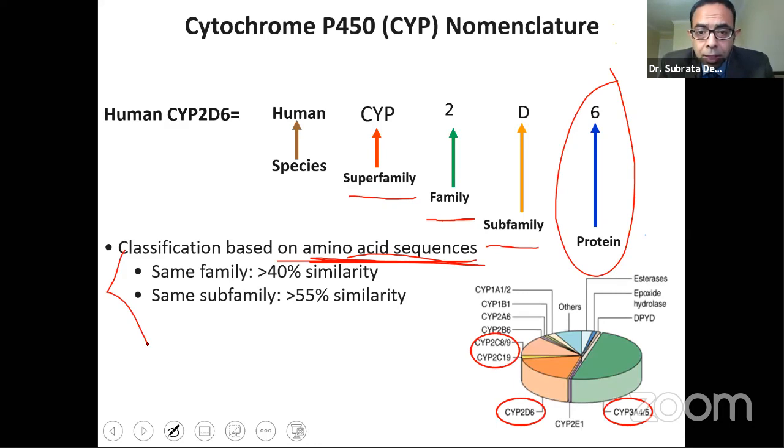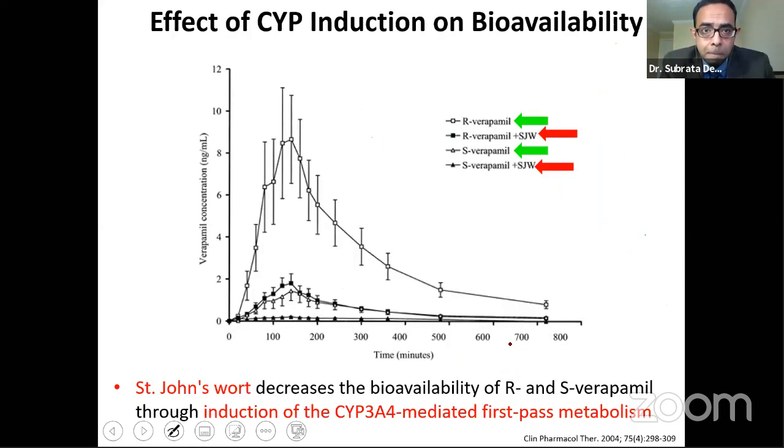So, among the phase 1 CYP enzymes, the 4 are always very critical because they metabolize about 90% of the drugs in the clinic: CYP2D6, which we will discuss a lot today, CYP3A4, and 2C8, 2C9, and 2C19. These 4 are the major CYP enzymes which metabolize about 90% of the drugs we see.